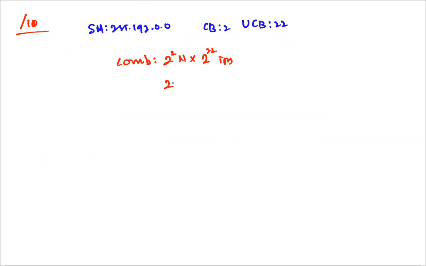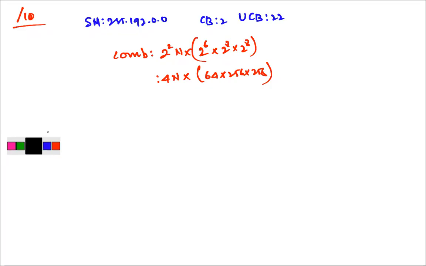Right. So how you write this is, 2 power 22, how will we write? We'll write 2 power 22 as 2 power 6 into 2 power 8 into 2 power 8. Okay, we'll write like this. Now what is the answer? The answer will be 4 networks into what? 64 into 256 into 256. Very good.